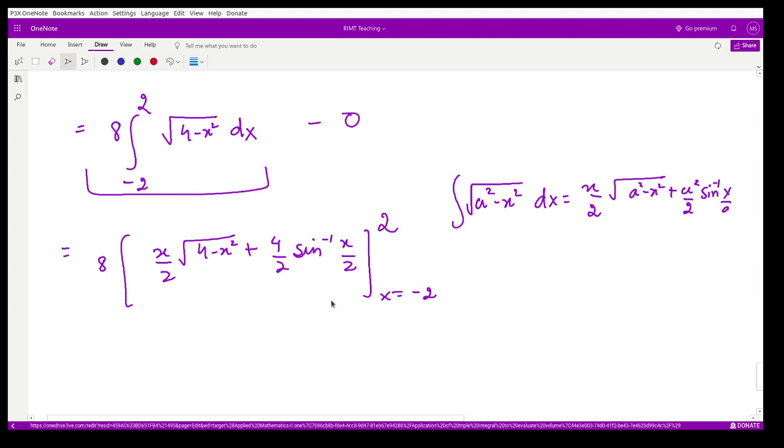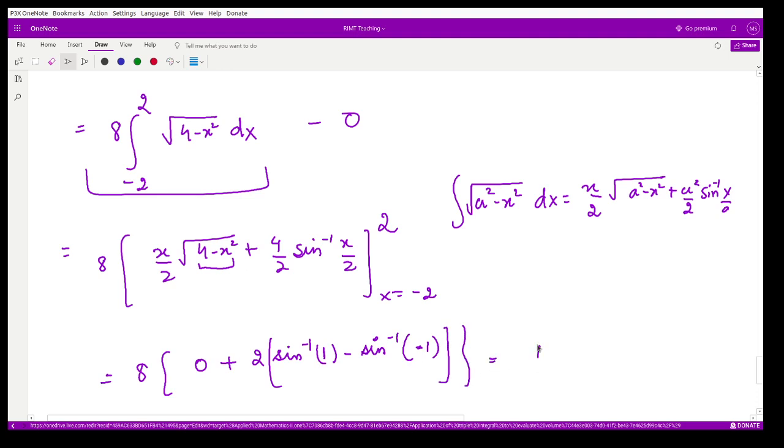So that means we now have to substitute the limits. When you substitute the upper limit here, this quantity becomes 0. When you substitute the lower limit, this quantity also becomes 0, right? So you have the first term 0, and this term is 2 sine inverse of, when you substitute the upper limit, this becomes 1, and when you substitute the lower limit, it becomes minus 1. So finally, when you solve this, your answer is equal to 16 pi. So this is what you have as your answer.